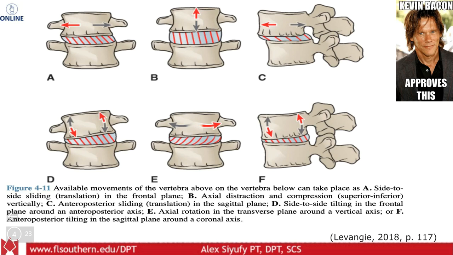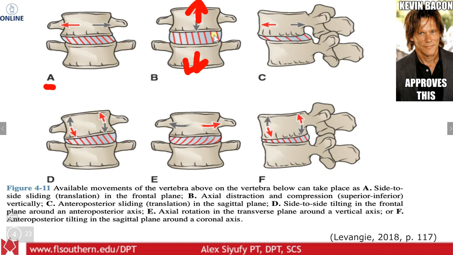Another way is to look at this diagram here to see that there's the disc, and you can see the lines within the disc and how there's movement here. So you have side to side sliding, gliding, or translation, however you want to phrase that. So that's here. Now you have some distraction, so you've got this vertebrae going this way and presumably this vertebrae going that way, so they're going apart.